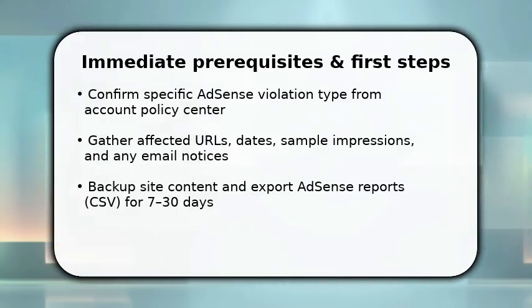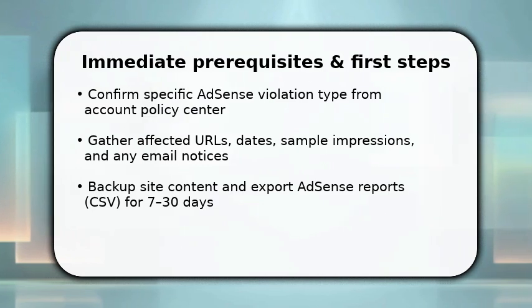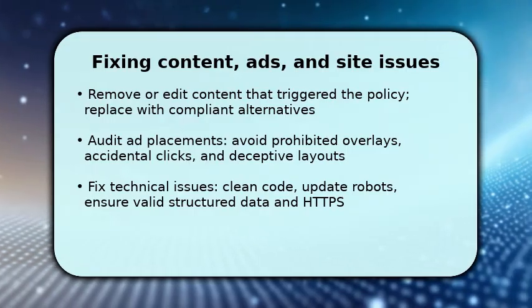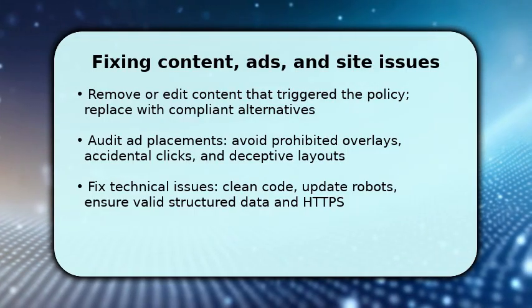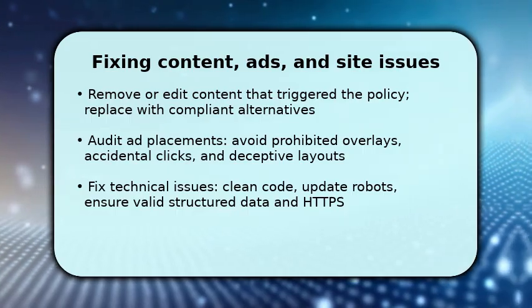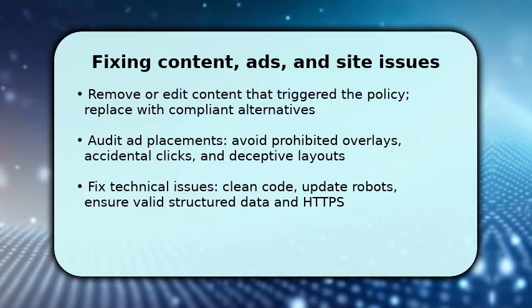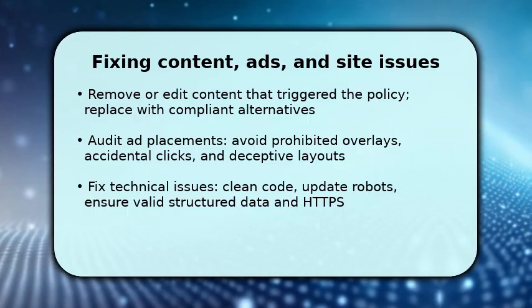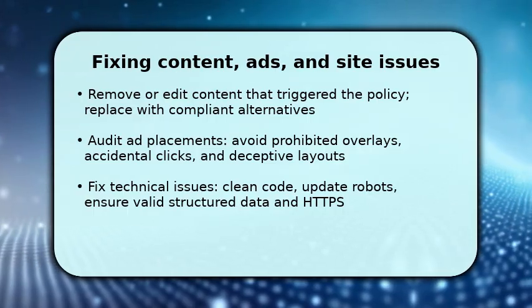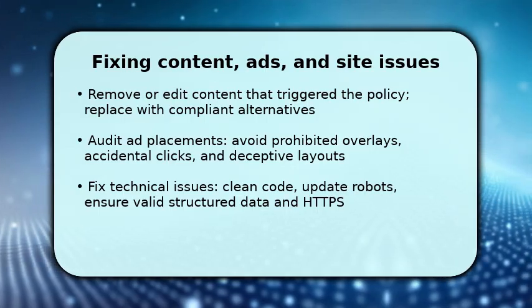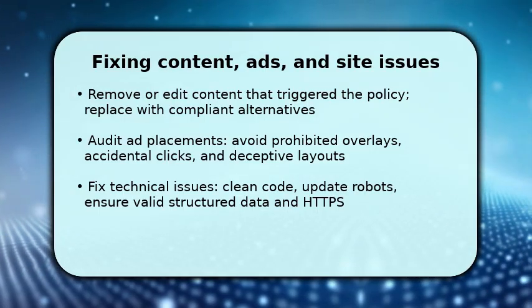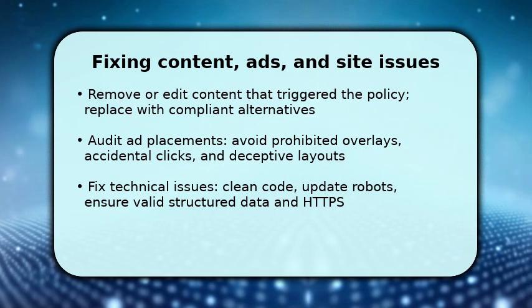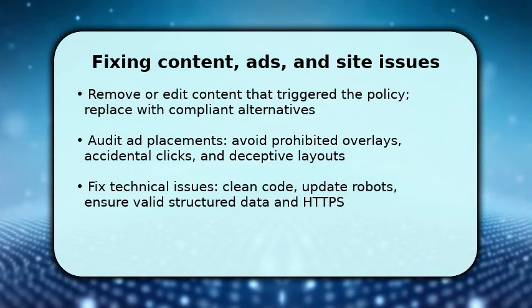Now that you have evidence and a copy of your site, you can proceed to targeted fixes with clarity and documented proof. You must correct the root causes. For content violations, edit or remove problem pages and publish compliant replacements explaining the change. Once done, audit ad units and placements, move ads away from interactive elements, remove deceptive labels, and eliminate sticky or overlay ads that cause accidental clicks. Also make technical fixes. Clean up malformed HTML, enable HTTPS, fix robots or canonical tags, and validate structured data. Together, these changes demonstrate you've addressed policy and reduced recidivism risk.